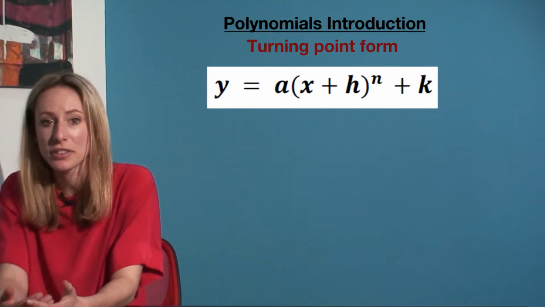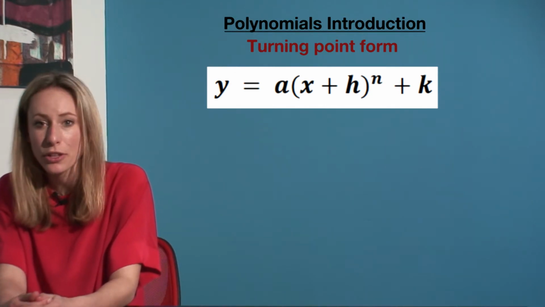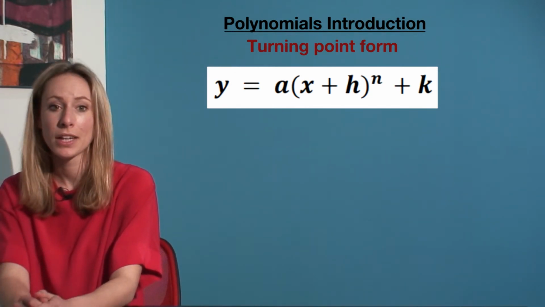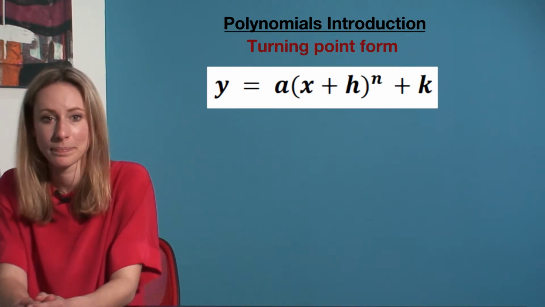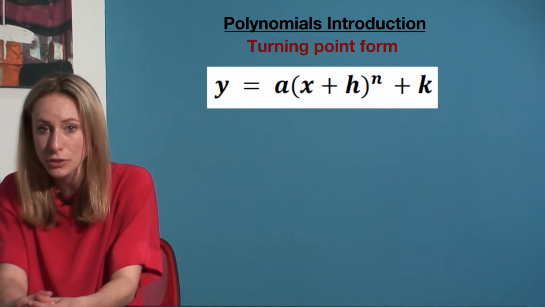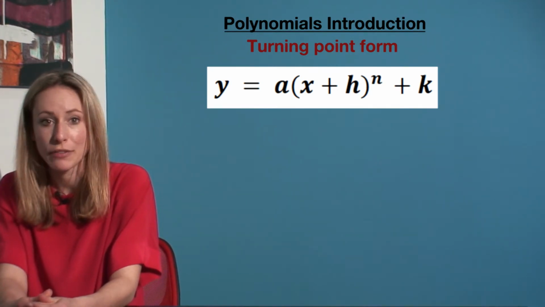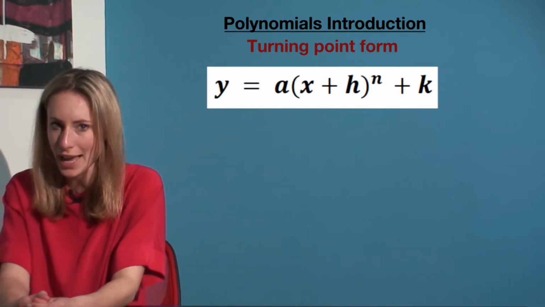If n is a positive odd integer equal to or greater than 3, then we know that the graph will have a point of inflection located at x equals -h and y equals k. If n is a positive even integer greater or equal to 2, then we know that the graph will have a turning point located at x equals -h and y equals k.